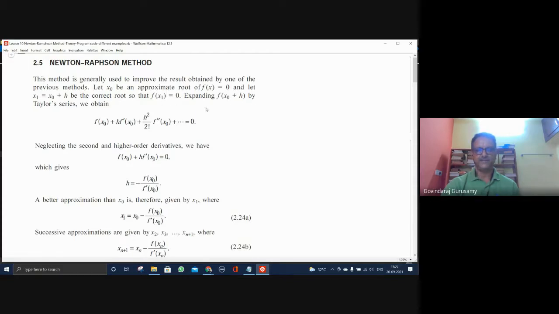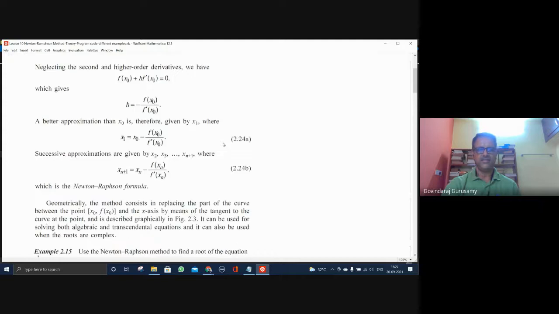Expanding this using Taylor series. This is the Taylor series which you have already learned about. Neglecting the second order, you will neglect these higher order derivatives. We have this equal to 0. This point should be clear for f(x1), expanding this and equating to 0. This is the result that you have. h can be found as the connection between the derivative of the function at x0 and the function at x0. This is the connection between these two by this expansion, neglecting the second and higher orders.